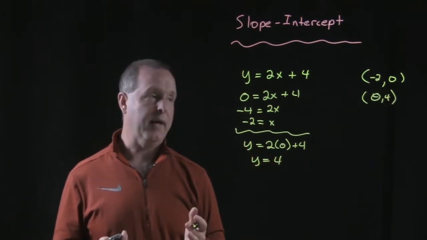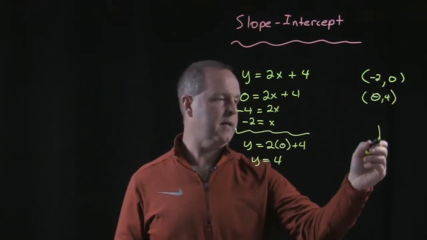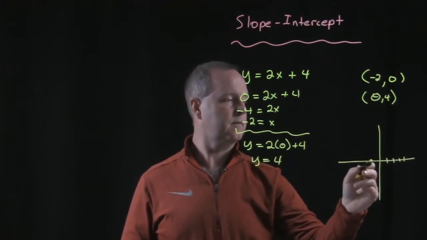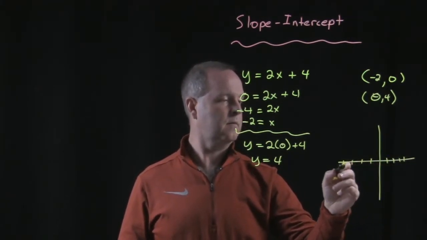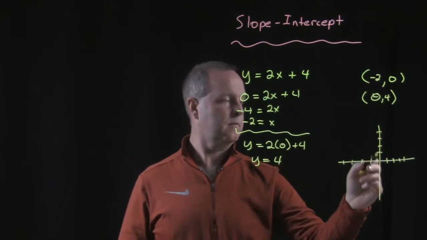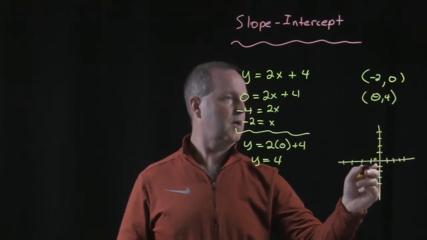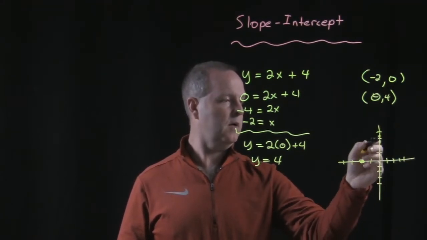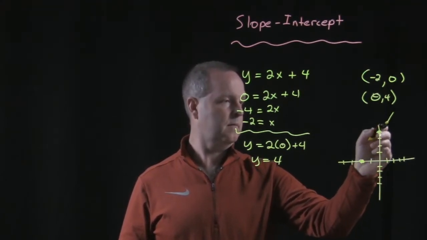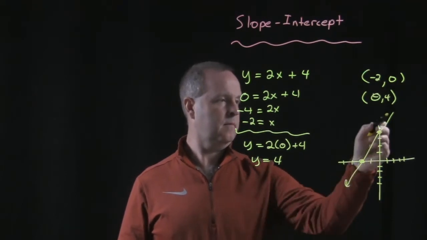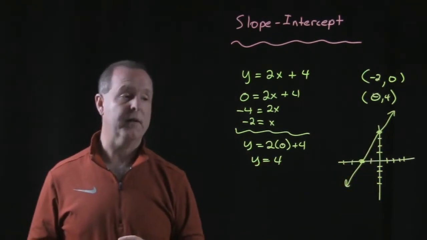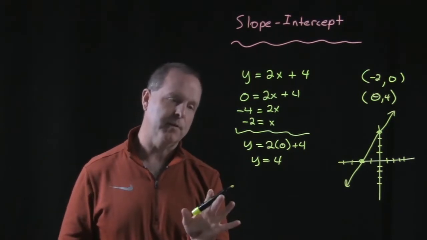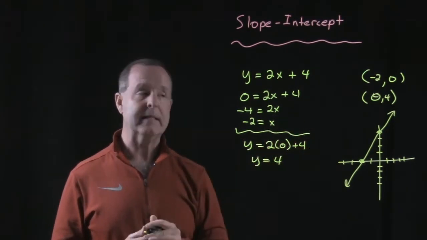Now we found 2 points. We can determine what that graph looks like based on that. Backwards 2 and up 0, over 0 and up 4. And there's what the graph looks like. But we can also take what we learned about slope. And what's the slope of this line?